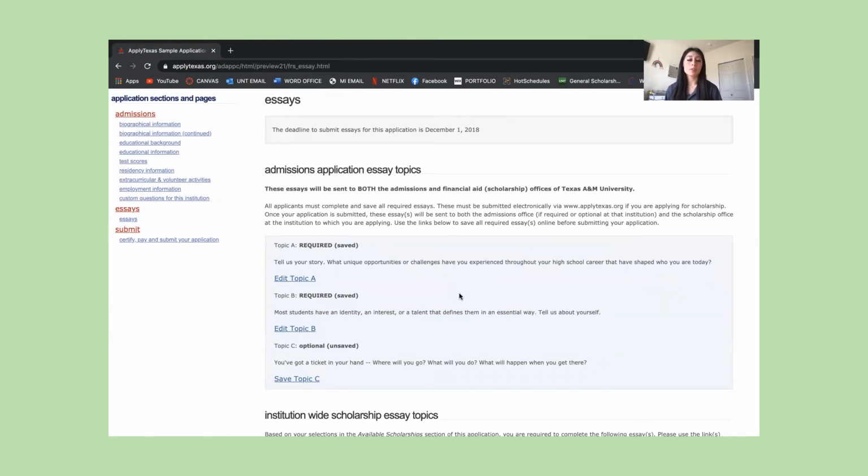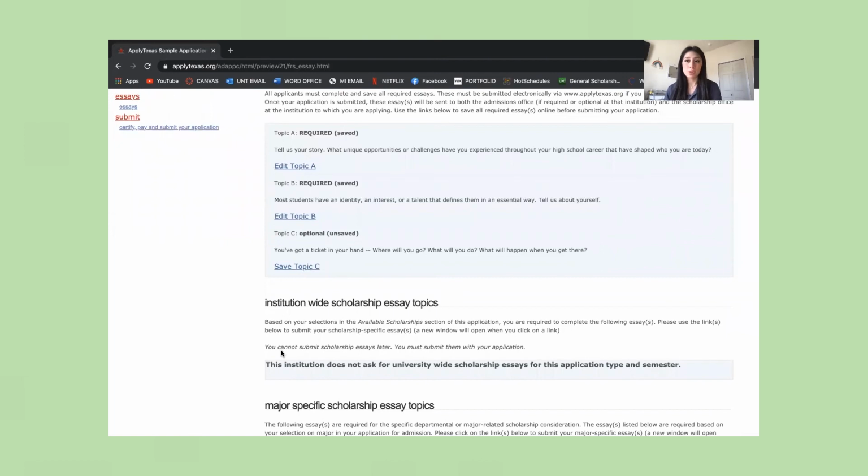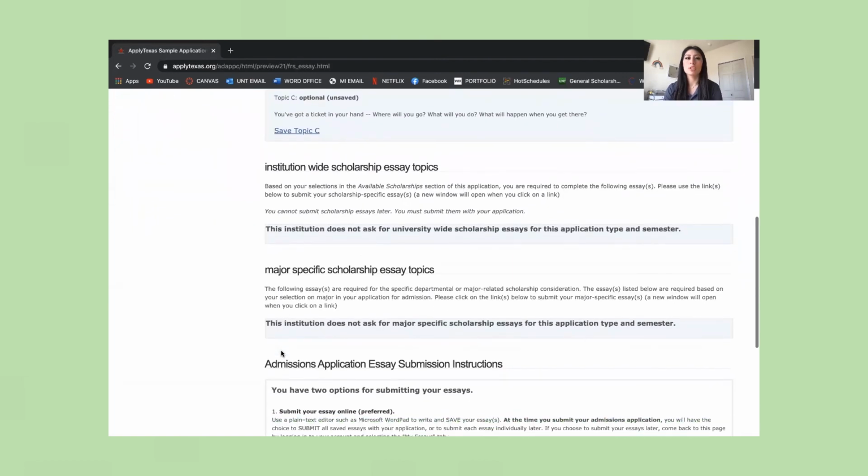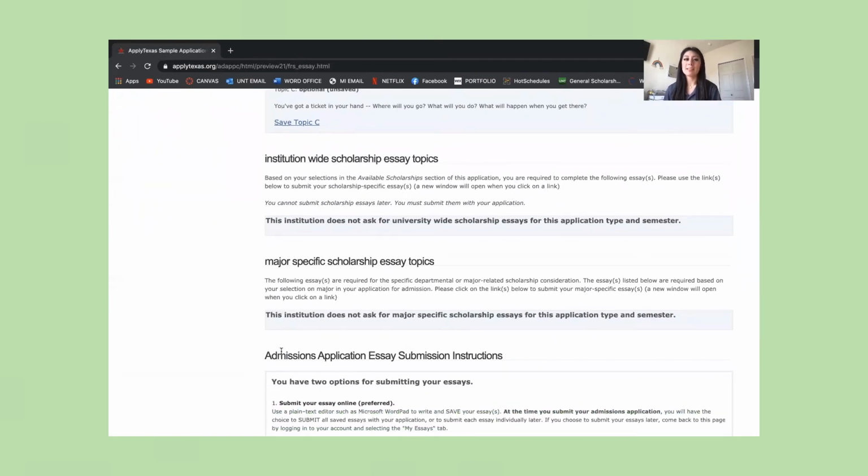Now, if you're on the verge of maybe being accepted or not being accepted, we always recommend that students turn in an essay and 2 letters of recommendation along with their Apply Texas application, just to make their application look better. Now, depending on the institution you apply to, you may be required to turn in a scholarship essay and a major specific scholarship essay as well, especially if you did click on the available scholarships section that you wanted to fill out this section as well.